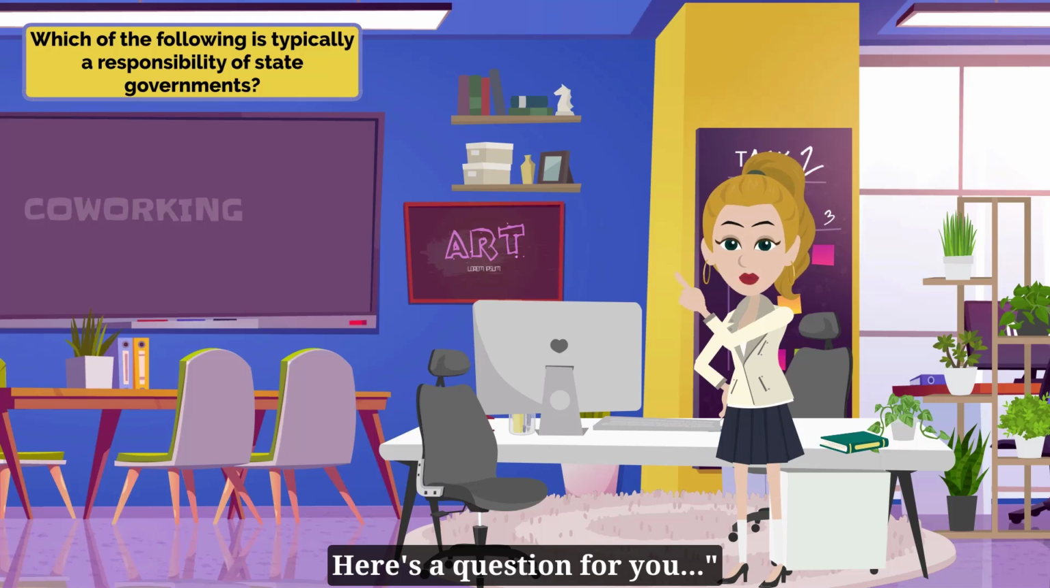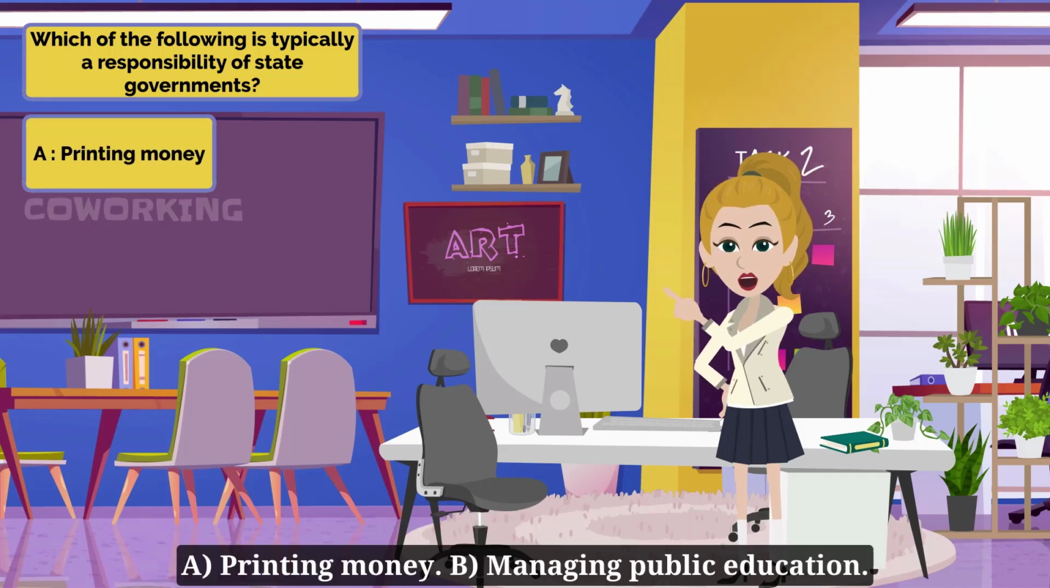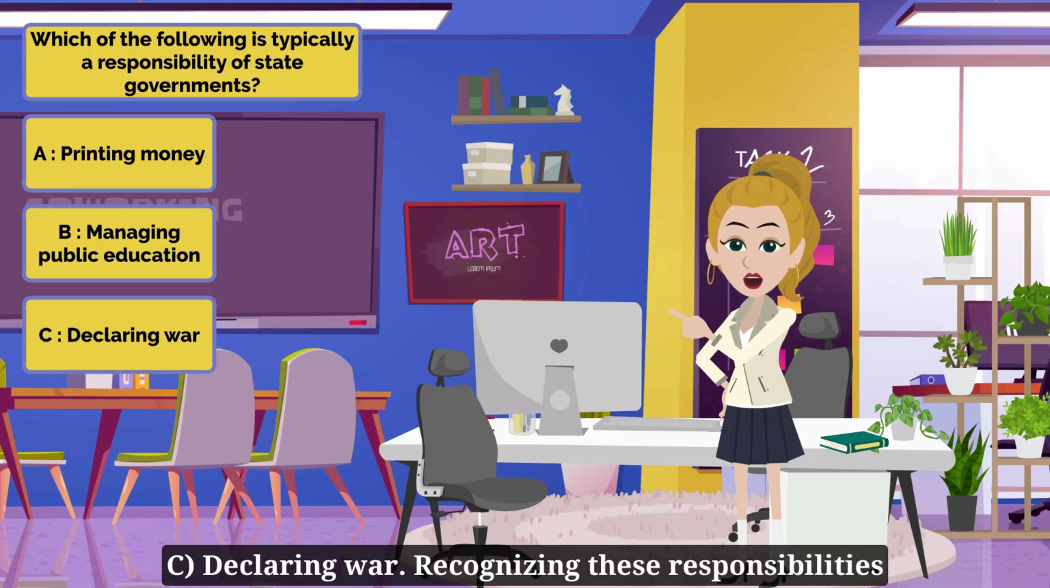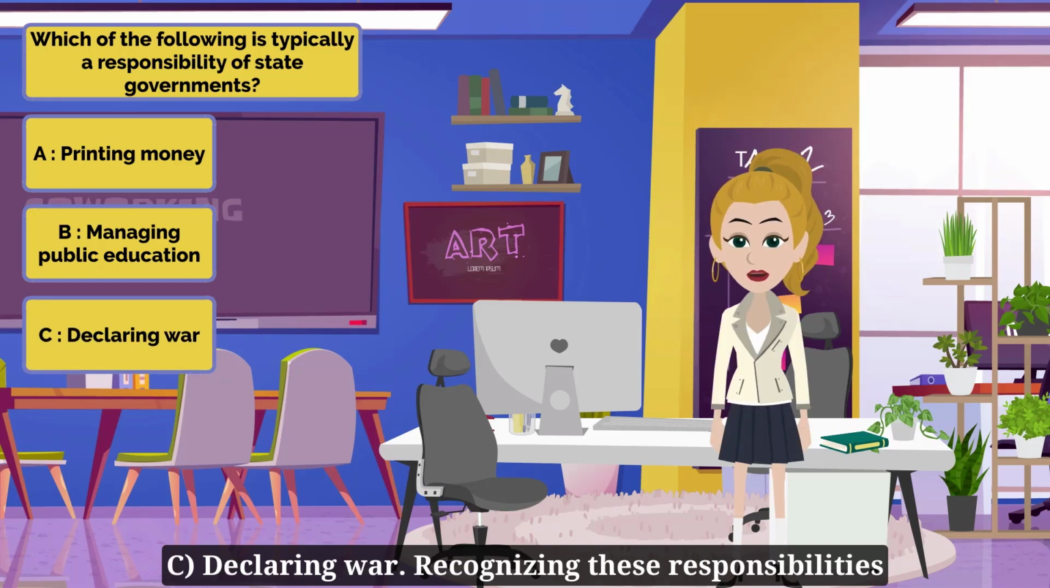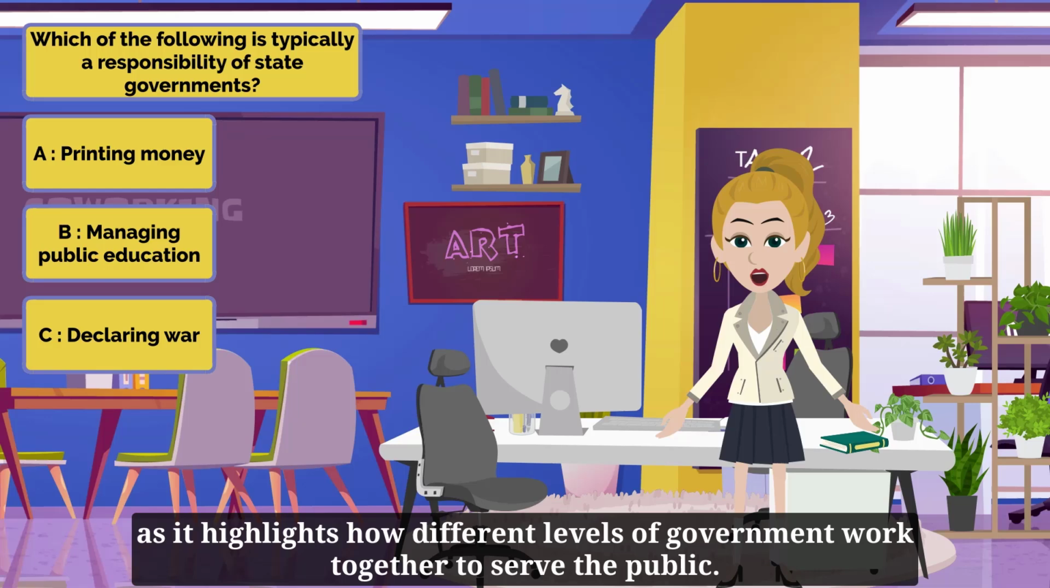Question for the audience: which of the following is typically a responsibility of state governments? A. Printing money. B. Managing public education. C. Declaring war. Recognizing these responsibilities helps citizens see how state governments address specific community needs. Reflect on your answer, as it highlights how different levels of government work together to serve the public.